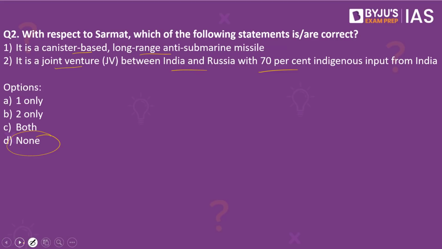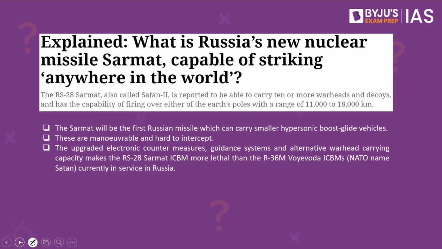Why have we taken this practice question? Because this article in the Indian Express makes a reference to Sarmat. What is Sarmat? It happens to be called a Satan II according to the United States of America. It is reported to be able to carry 10 or more warheads and decoys and has the capability of firing over either of the Earth's poles with a range of 11,000 to 18,000 kilometers.